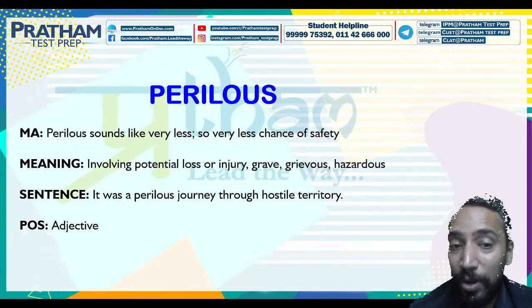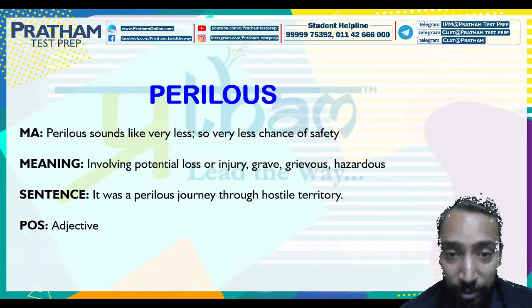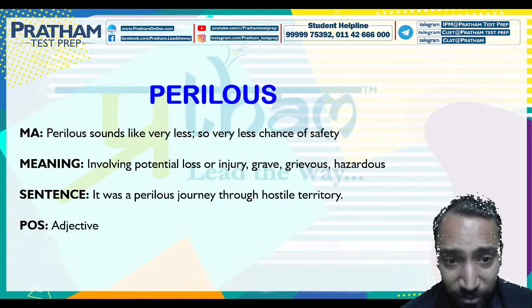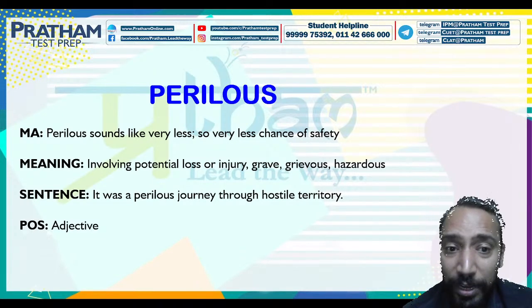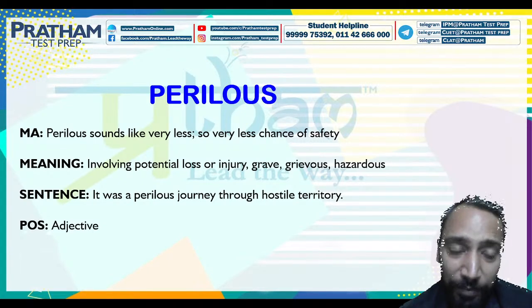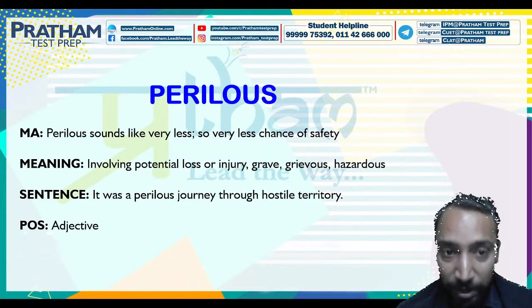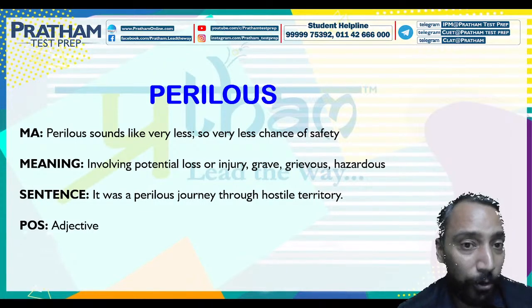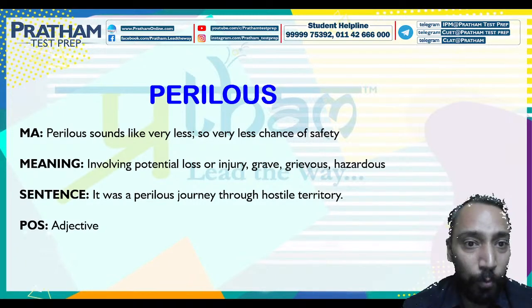Yes, the journey is quite perilous. That means it involves potential loss or injury. It's a hazardous journey, right? So that's why, when we are using it in front of journey, we are using it as an adjective here. So it was a perilous journey through hostile territory. So the word for you here is perilous. Let's move on and check if there is any other word.